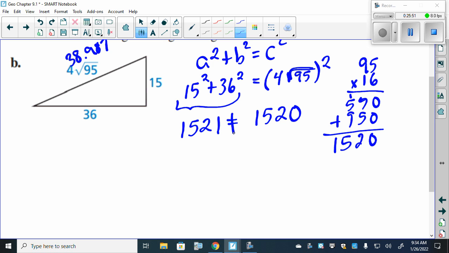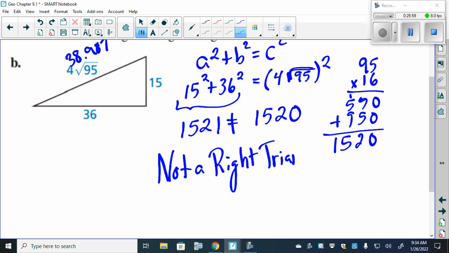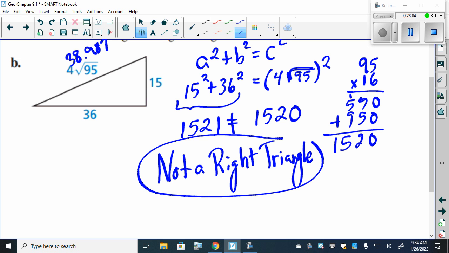So is it a right triangle? And that's another way to go about it. Because if we find the hypotenuse or one of the side lengths using 36 and 15, and it's not the one given, it means it's not a right triangle.